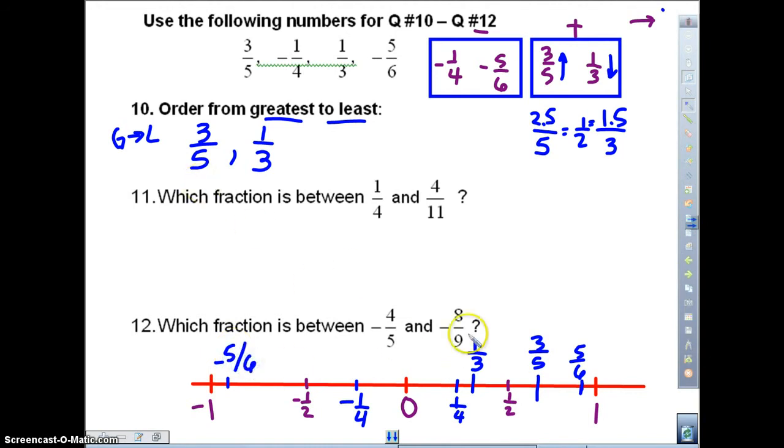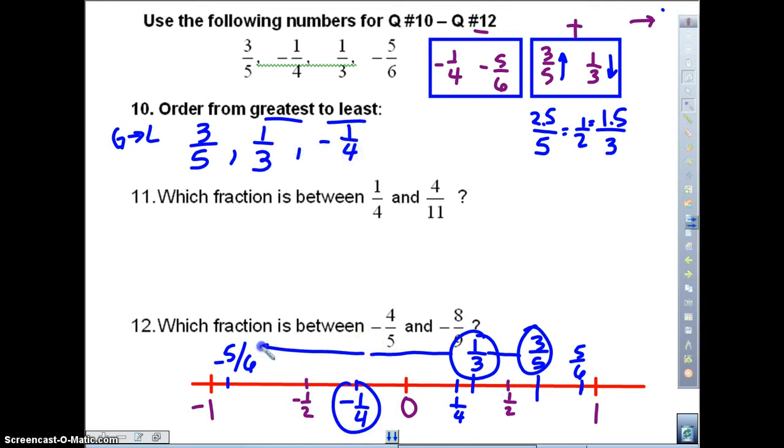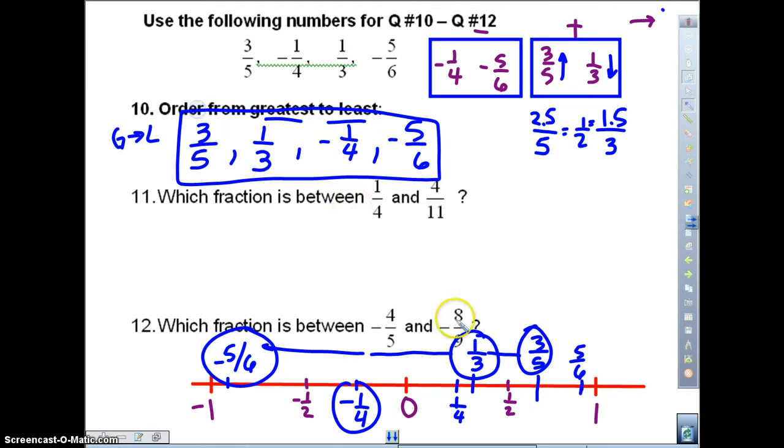Okay, so we're doing greatest to least, we're going backwards. We've got our 3/5, we've got our 1/3, what comes next? Here is negative 1/4. And what comes next? Yeah, our smallest is -5/6. Okay. Got that? Pause the video at any time.